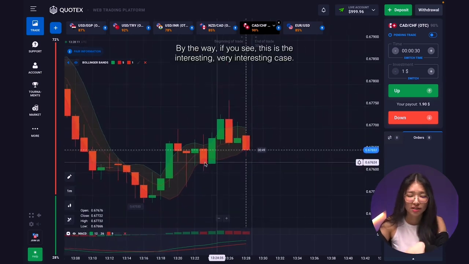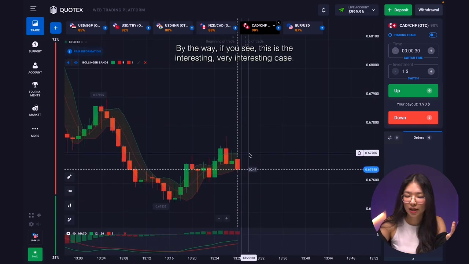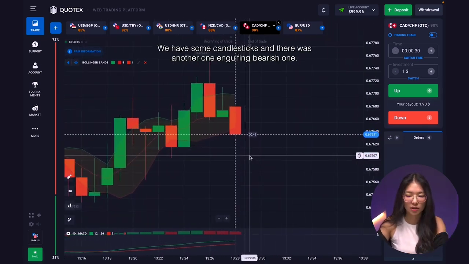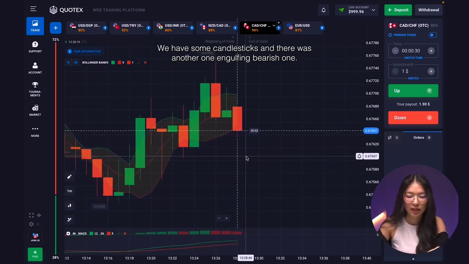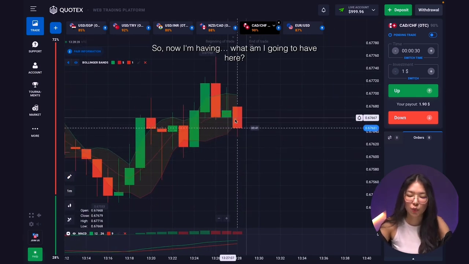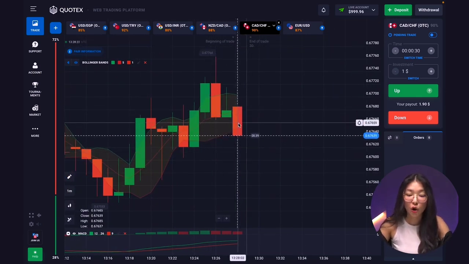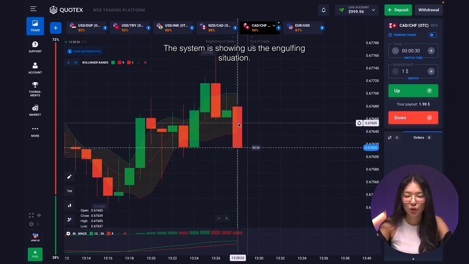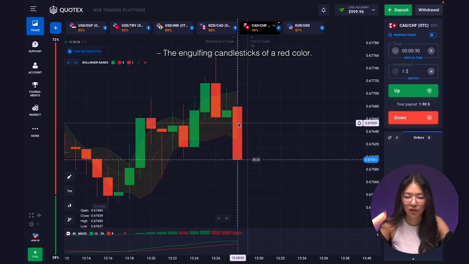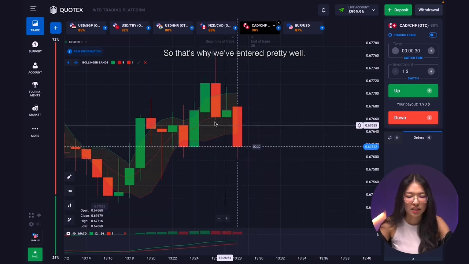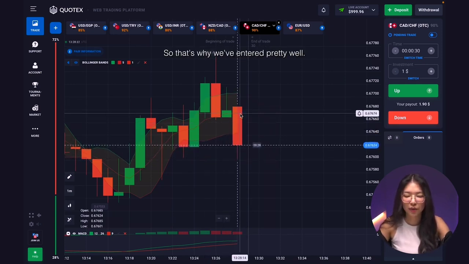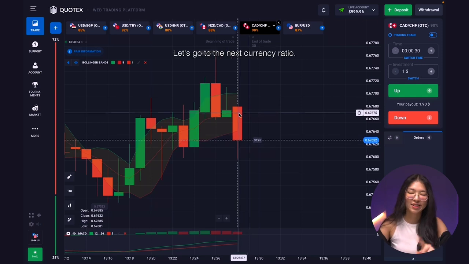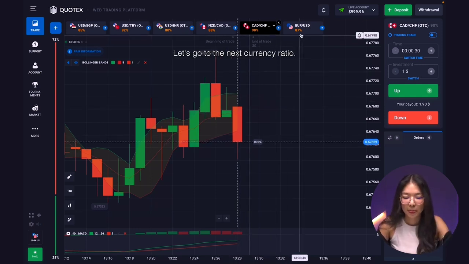By the way, if you see this very interesting case, we have some candlesticks and there was now one engulfing bearish one. So now I'm going to have almost $1,000 in my account, guys. The system will show us the engulfing situation, the engulfing candlesticks of red color, so that's why we entered pretty well. I knew I was right, and let's go to the next currency ratio.